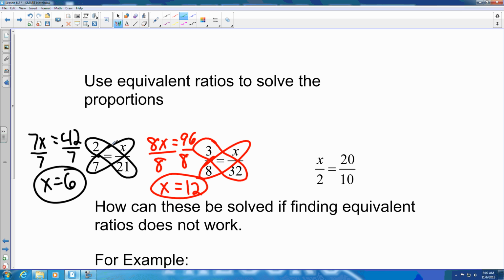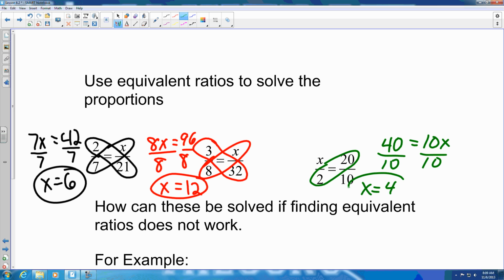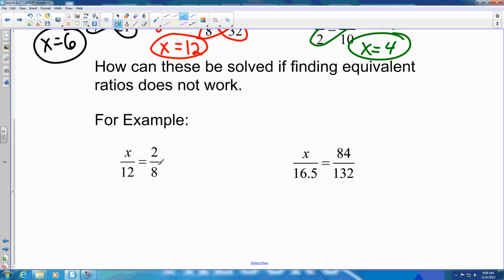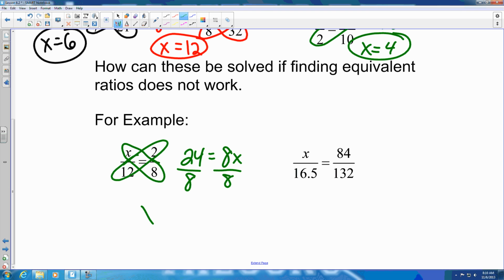And then the next one, again, I'm going to go here. That gives me 2 times 20, which gives me 40, equals 10x. If I divide both sides by 10, x here is going to equal 4. All right. Just looking at some more examples. You're going to do the exact same thing. So cross product. So 12 times 2 is 24. And it equals 8x, which comes from right here. To solve for x, I got to divide both sides by 8. So now x equals 3.